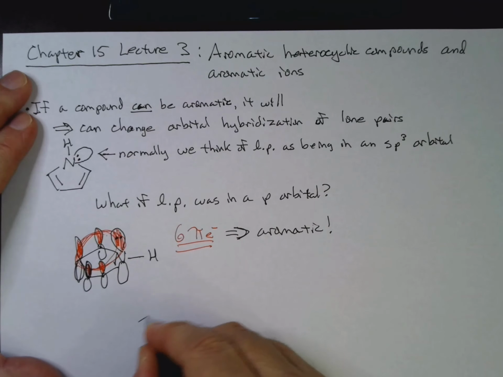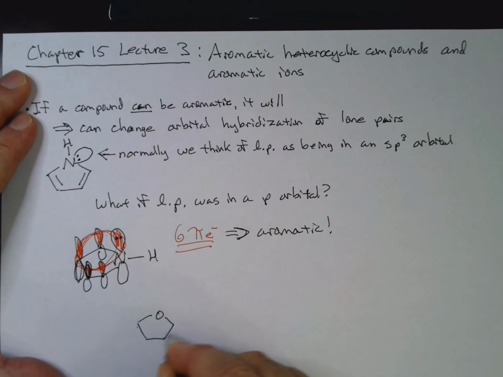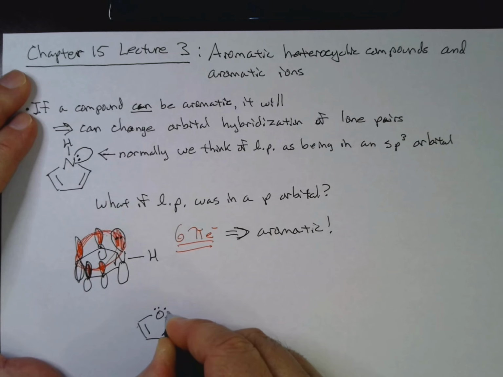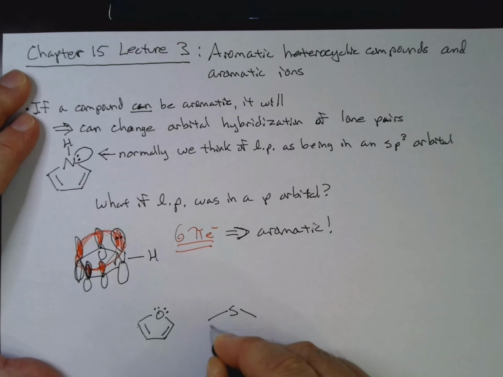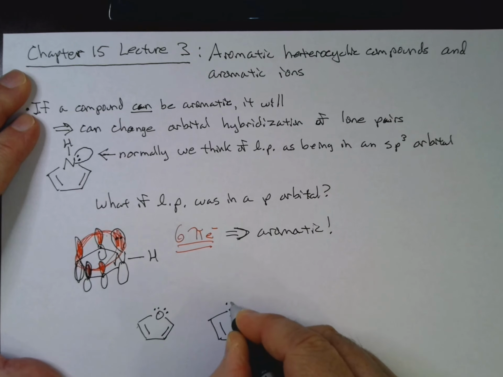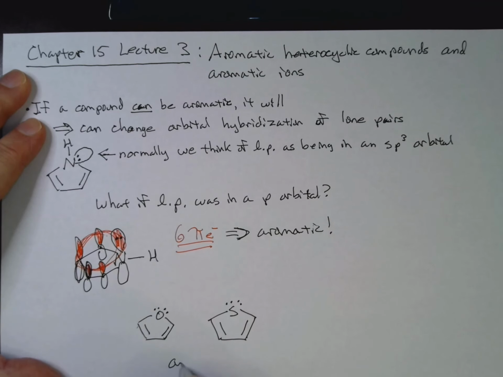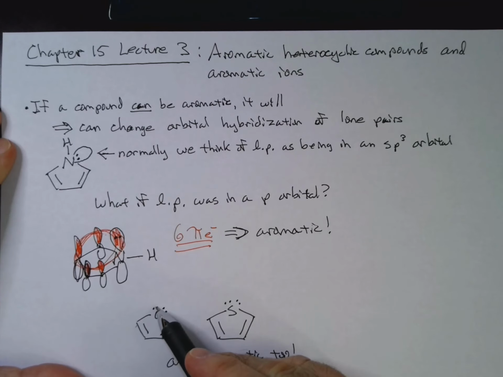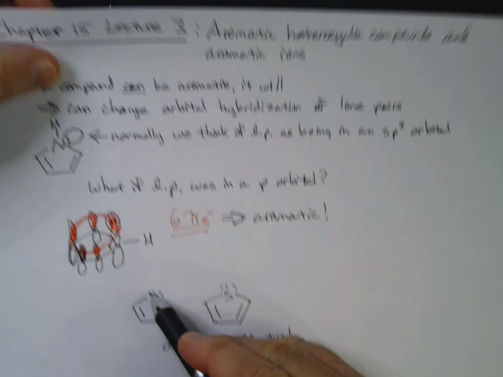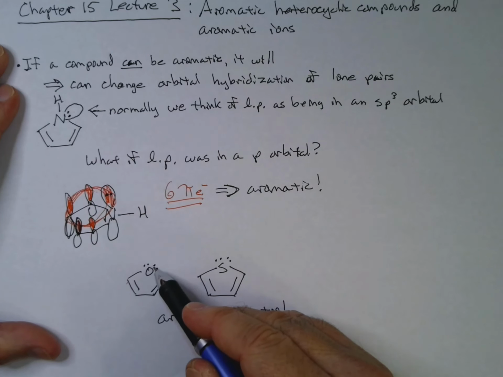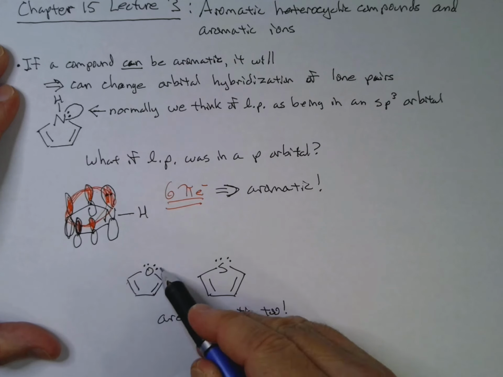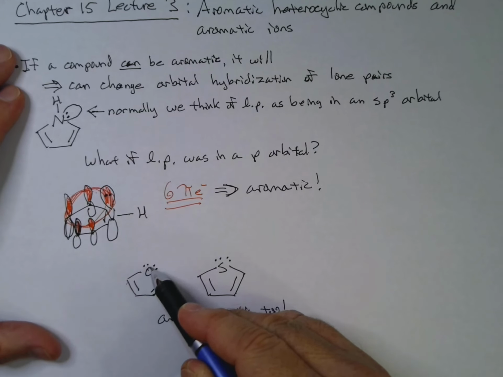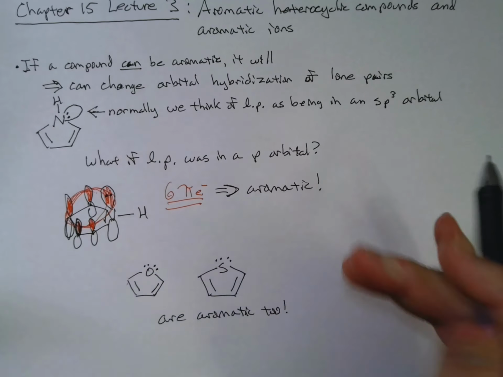And this means some other compounds like furan, thiophene, those are also aromatic, because one of those lone pairs could be in a p orbital. The other one would be in an sp2 orbital. You can't get both of those in p orbitals, because the other one would be perpendicular and wouldn't participate.